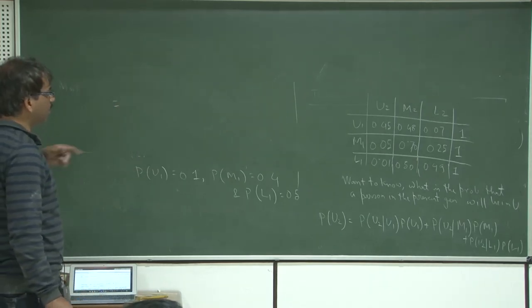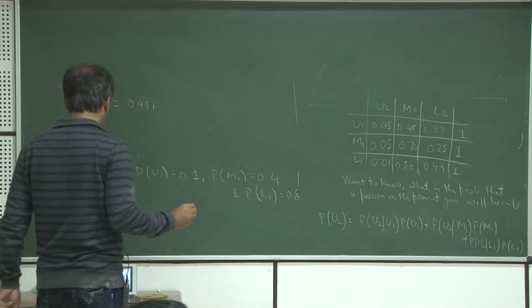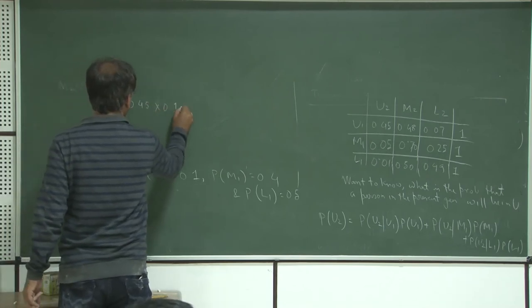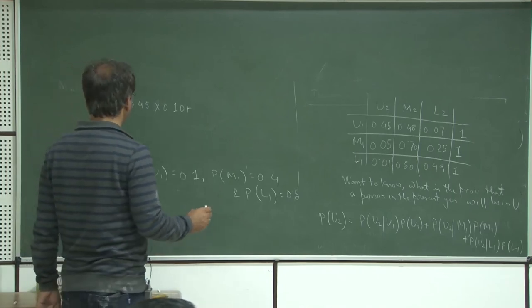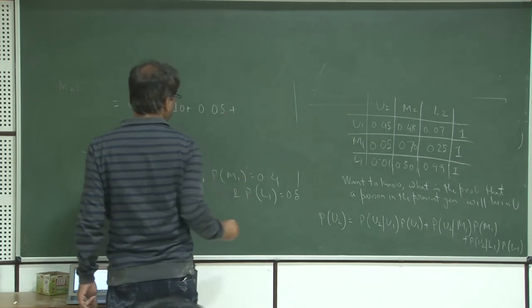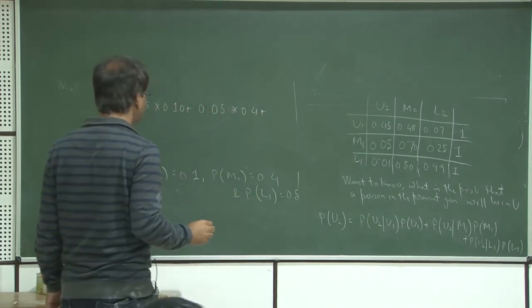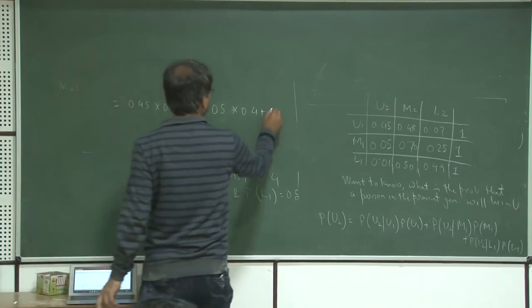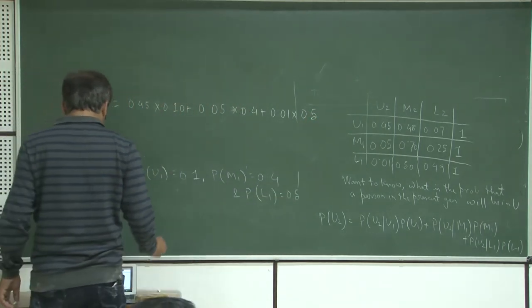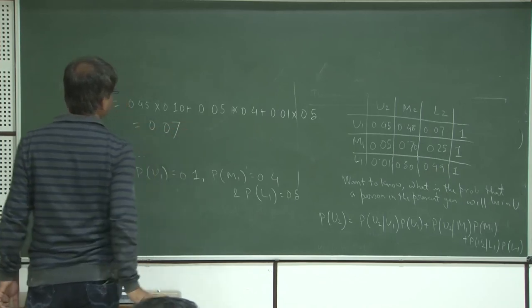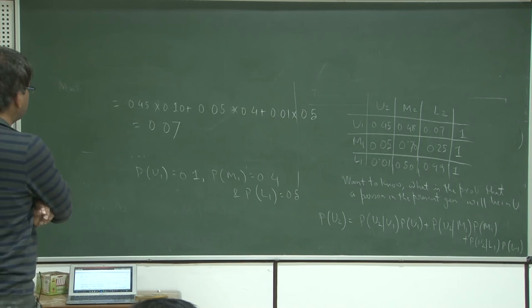So that is equal to probability of U2 given U1, that is given to you, 0.45, and probability of U1 equal to 0.10. Probability of U2 given M1 is 0.05, probability of M1 equal to 0.4. And probability of U2 given L1 is 0.01, into probability of L1 equal to 0.5. That I calculated, and that came to 0.07. Okay, so probability of U2 equals 0.07.